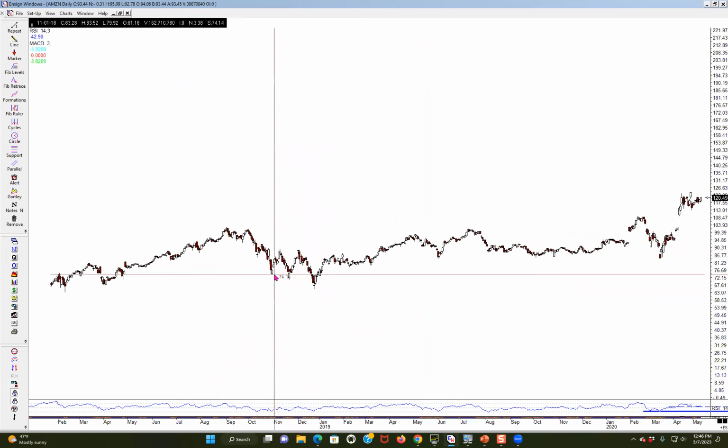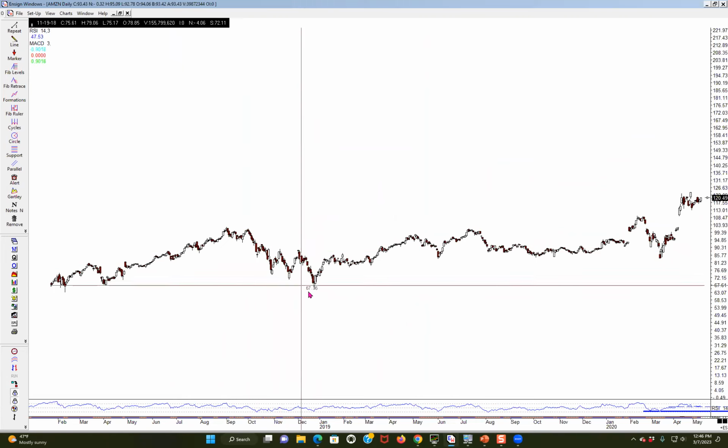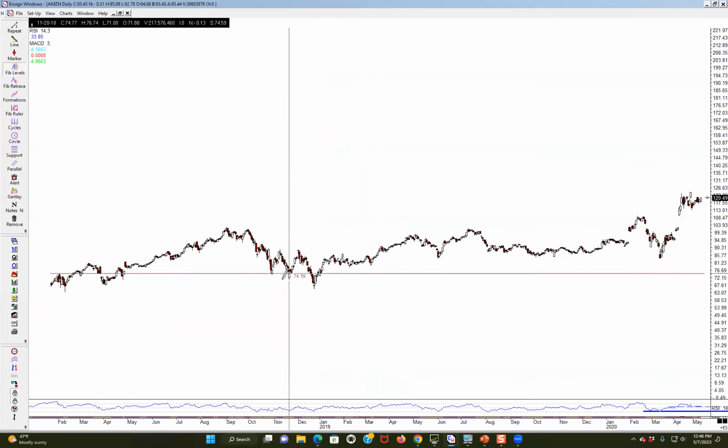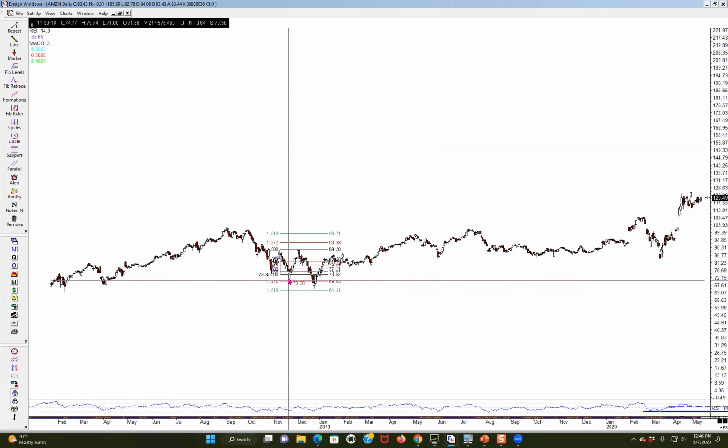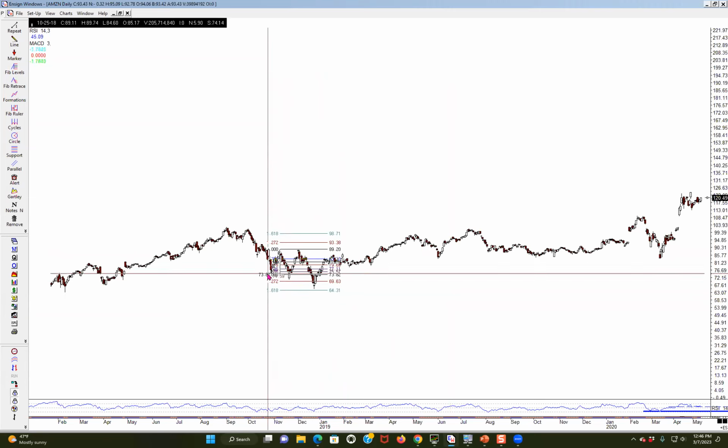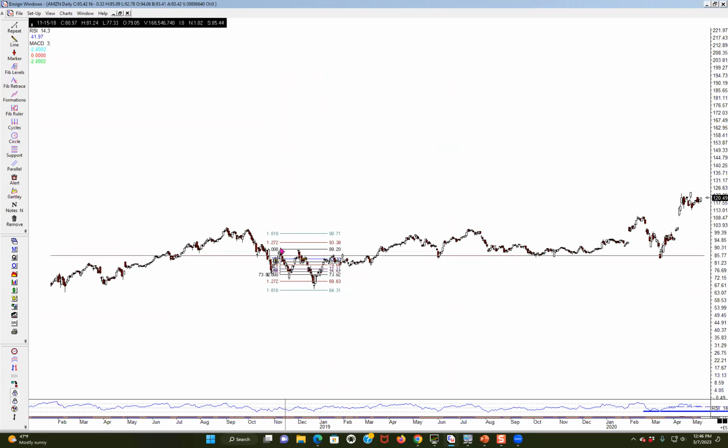This is called a 3 drive pattern. 1, 2, 3 drives. And it's not a pattern that is really talked about a lot. It's in the course, but you can see the first drive down to the 127, and then this swing from low to high that extends to the 1618.